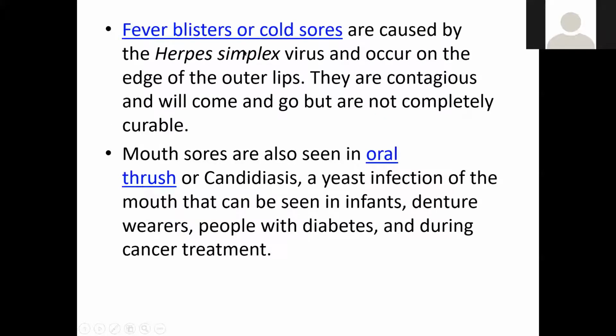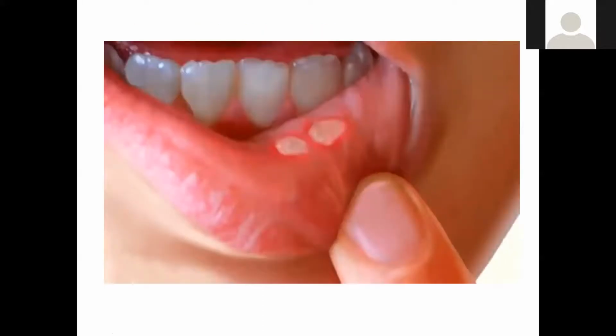Fever blisters, or cold sores, may also be caused by the herpes simplex virus, and they occur on the edge of the outer lips. You can see the picture here.